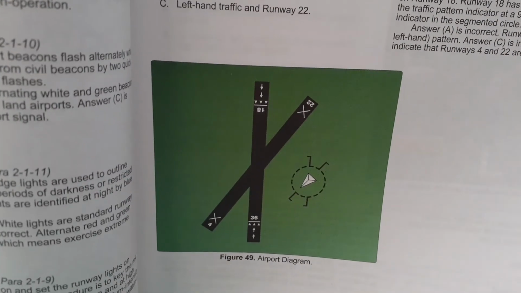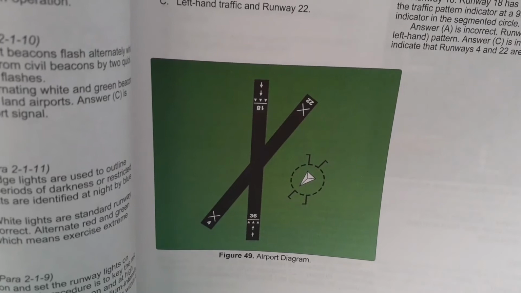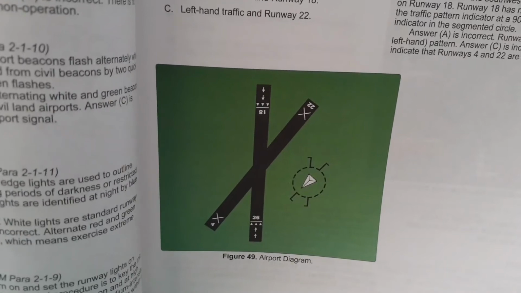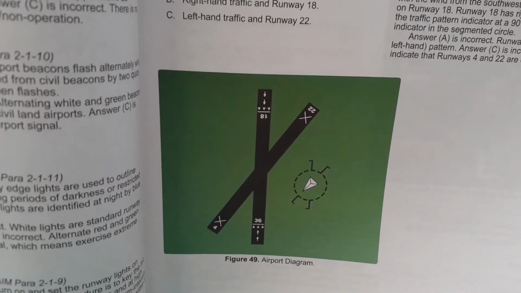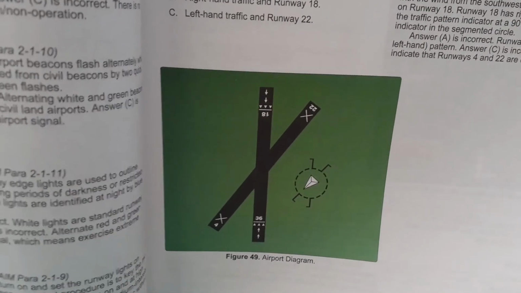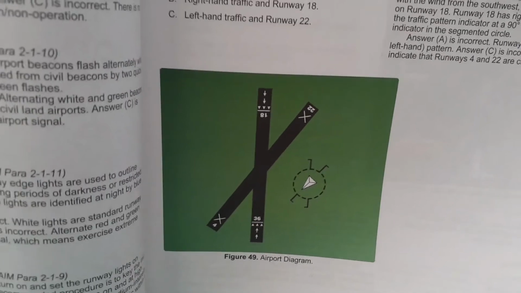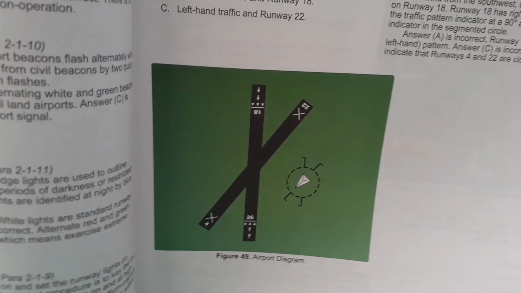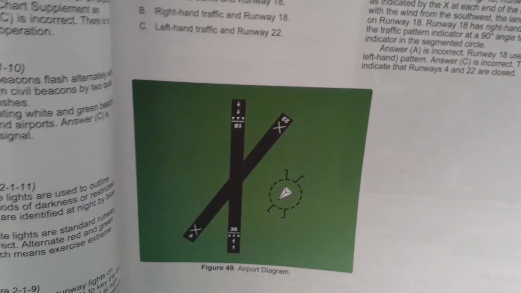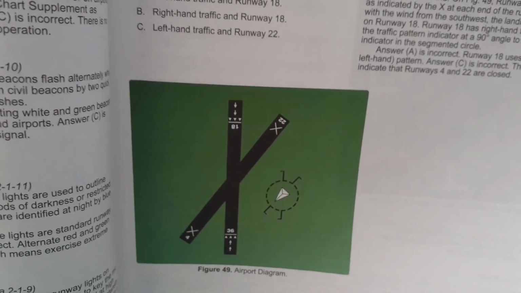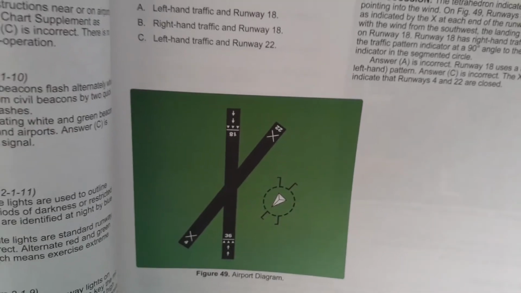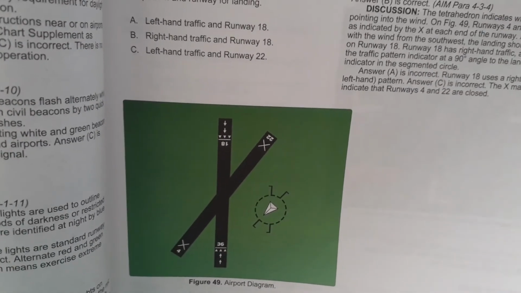Question 22. An airport's rotating beacon operating during daylight hours indicates A, there are obstructions on the airport, B, the weather at the airport located in Class D airspace is below basic VFR weather minimums, or C, the air traffic control tower is not in operation. Question again, an airport's rotating beacon operating during daylight hours indicates, correct answer is B, the weather at the airport located in Class D airspace is below basic VFR weather minimums.